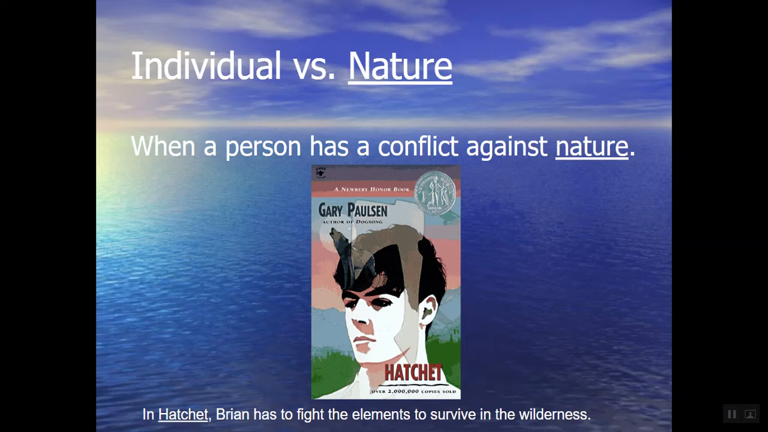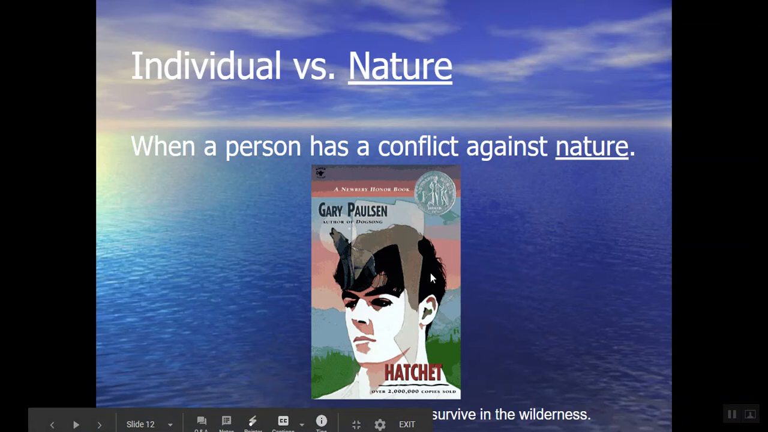I'll be honest, when I was your age, I didn't read a lot of books either. I could probably count on one hand the number of books I read on my own. This book was one of them. It's called Hatchet. So this is individual versus nature. This is when a person has a conflict against nature.